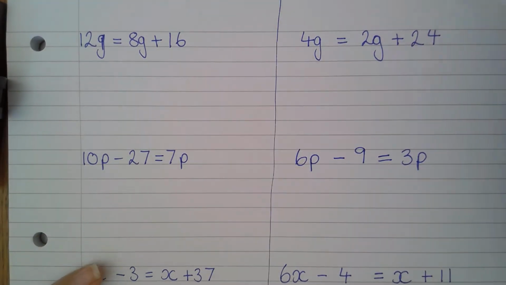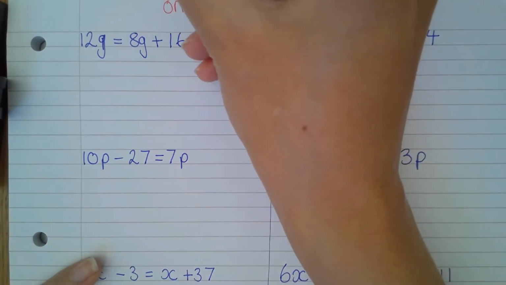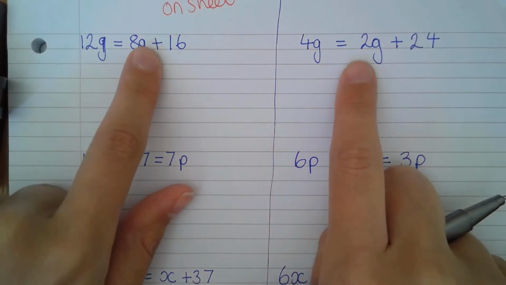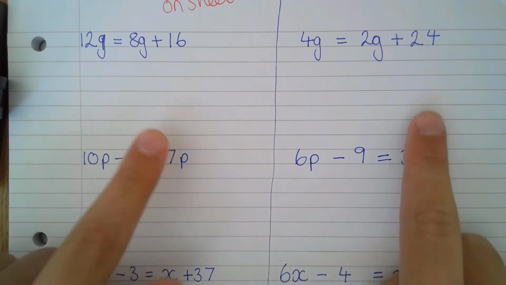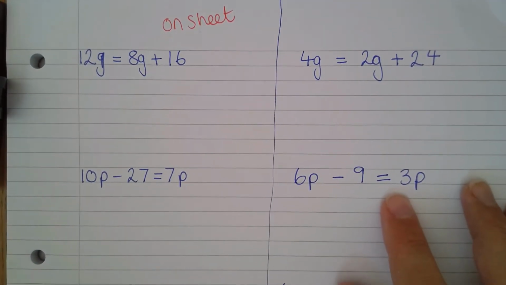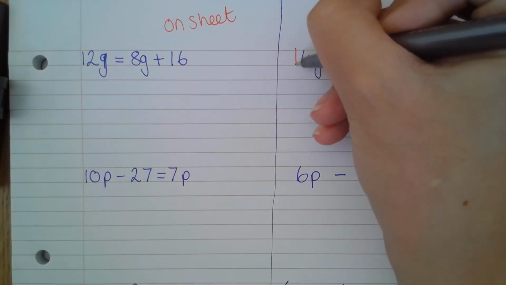Three-step equations. So this is the question on the sheet, and these are the ones we're going to go through. They're really similar, so you can use the same process on the one we're going to go through to help you with the one on the sheet. First of all, we're going to draw in our stabilizers.